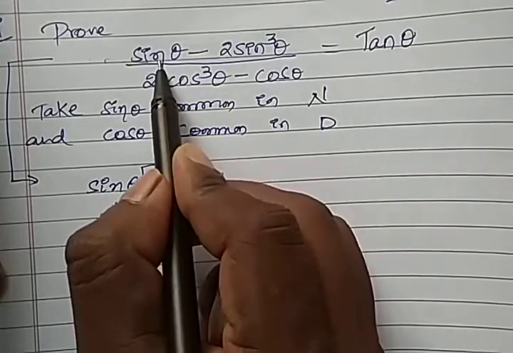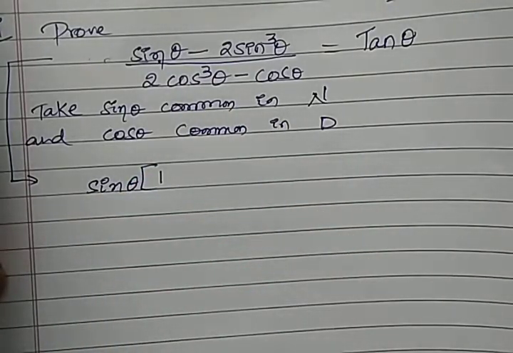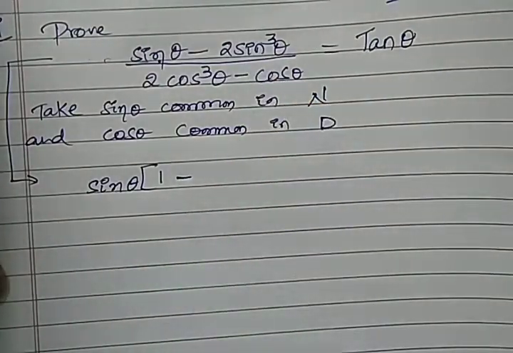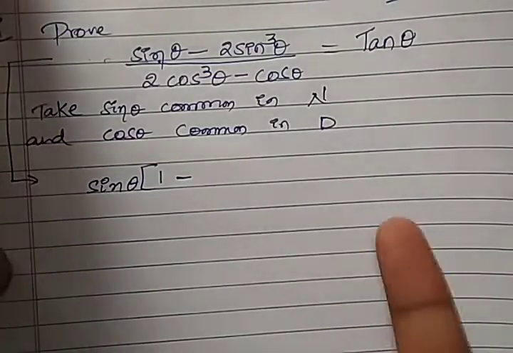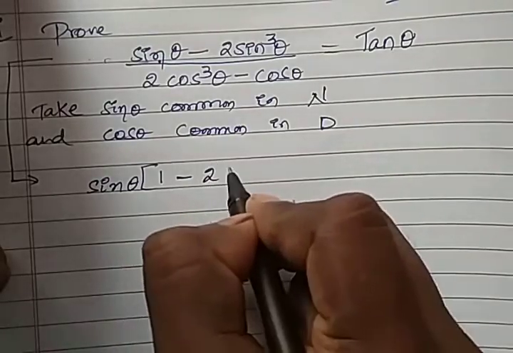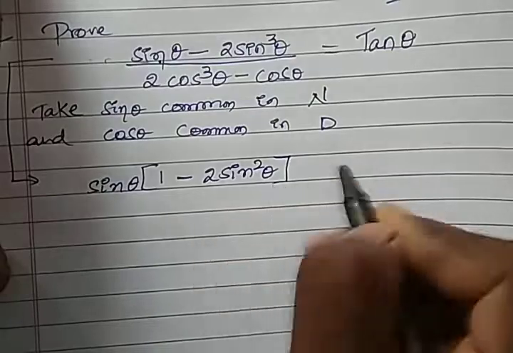So sin theta is a single term taken out, so inside 1 will be there, minus 2 sin cube theta. Sin cube theta means sin theta into sin theta into sin theta, multiplied by itself 3 times. So 1 time is taken outside, so 2 times is left inside. 2 into sin cube, 2 times means sin square theta.